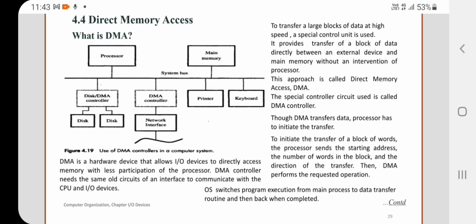In case of disk where huge data is stored, suppose it is to be transferred to main memory, then disk related DMA controller requests processor for the control over the system bus. When permission is given, this huge block of data from disk, which is stored in DMA controller buffer, is directly transferred to main memory without intervention of processor. Then after transfer, it informs processor that the transfer operation is completed. Then OS switches back the control from data transfer routine execution to main process.